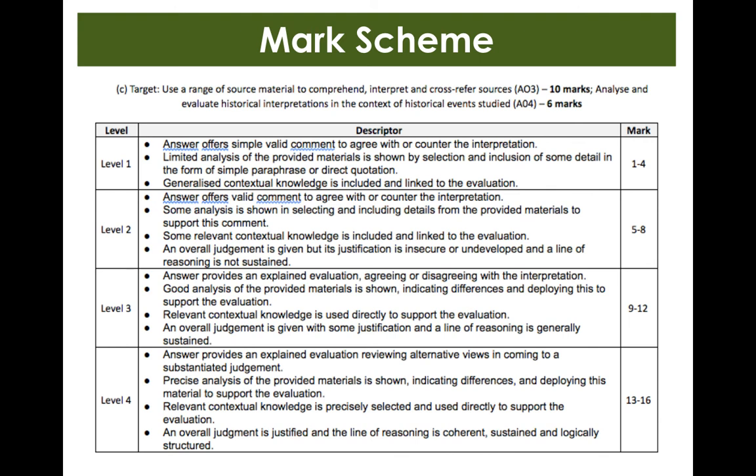Relevant contextual knowledge is precisely selected and used directly to support the evaluation. This is your own knowledge. I want to see key contextual knowledge, names, dates, places, that sort of thing included in here. And again, an overall judgment is justified and the line of reason is coherent, sustained, and logically structured. So again, you need to support why you have the belief that you either support the historian or you are against the historian. Okay, guys, have a go. It's over to you now.